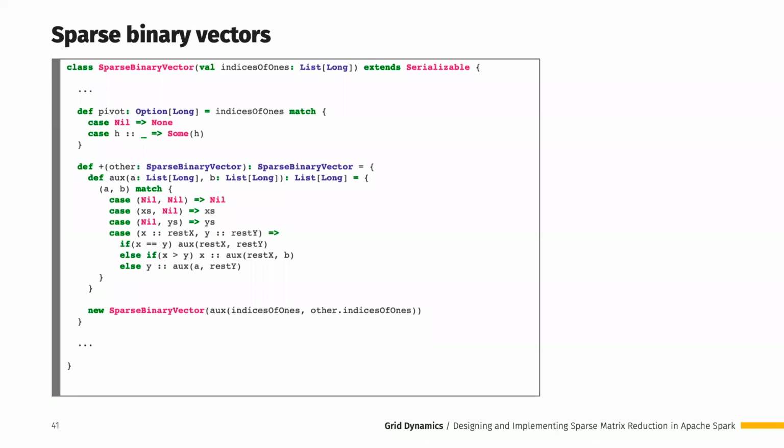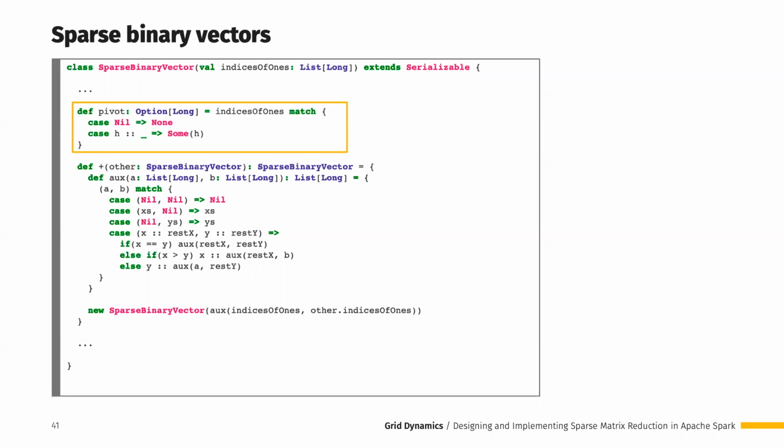So first of all, how can we represent a sparse binary vector, so our column? Well, of course we'll use a class, but we'll get in the constructor a list of indices of ones. But the important thing is that this list must be sorted in descending order. Why? Because then the pivot of this vector, of this column, is just the head of the list.